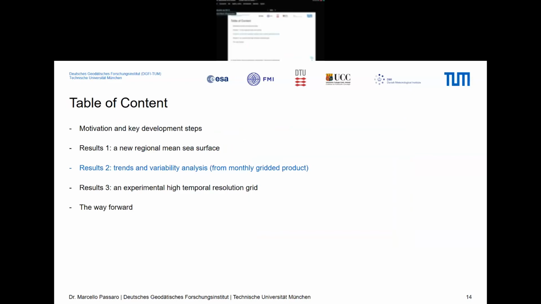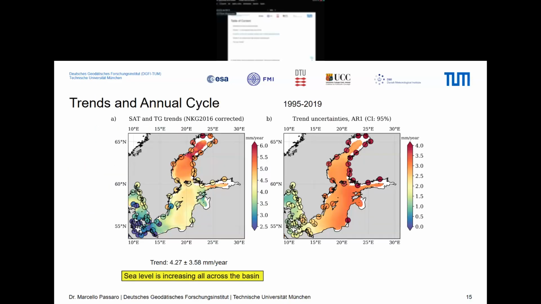Also, as this data set is really useful for the analysis of trends in internal variability and potential drivers, we performed some investigations on the long-term sea level trends. And here on the left, I show the linear trends from altimetry as well as those from tide gauges. Of course, these tide gauges are corrected for vertical land motion here using a regional GIA model. And on the right, I show the trend uncertainties, and both variables agree pretty well. We also validated that. I'll show you a validation in another slide.